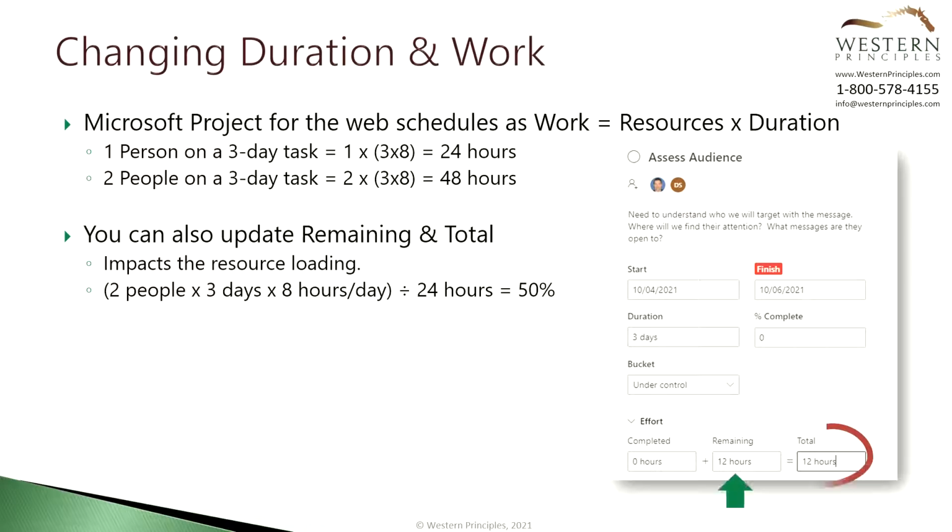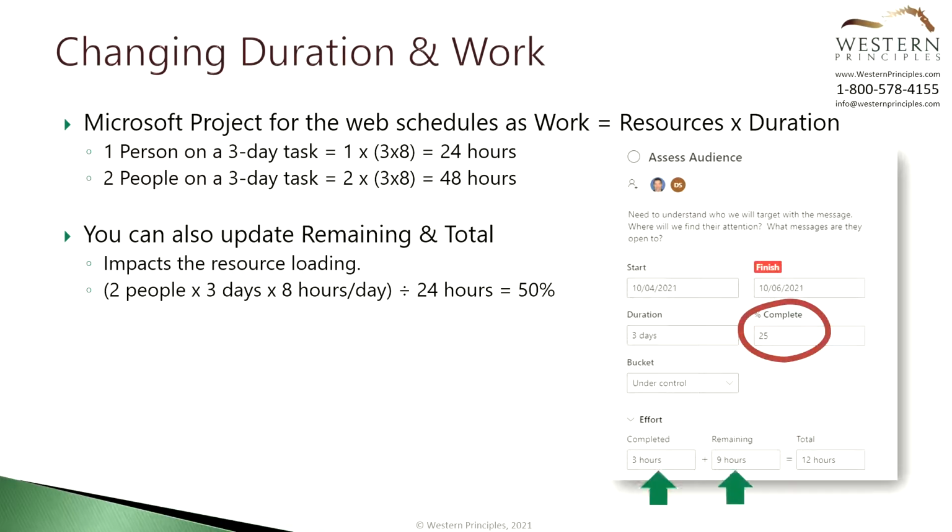Similarly, if you change the total hours, you'll impact the remaining hours and the assignments. In both cases, we're changing the remaining and total effort. We don't impact the percent complete. This can become a little strange. For example, if we change the percent complete to 25%, then Microsoft Project for the Web updates the completed and remaining effort to still add up to 12. That's good.